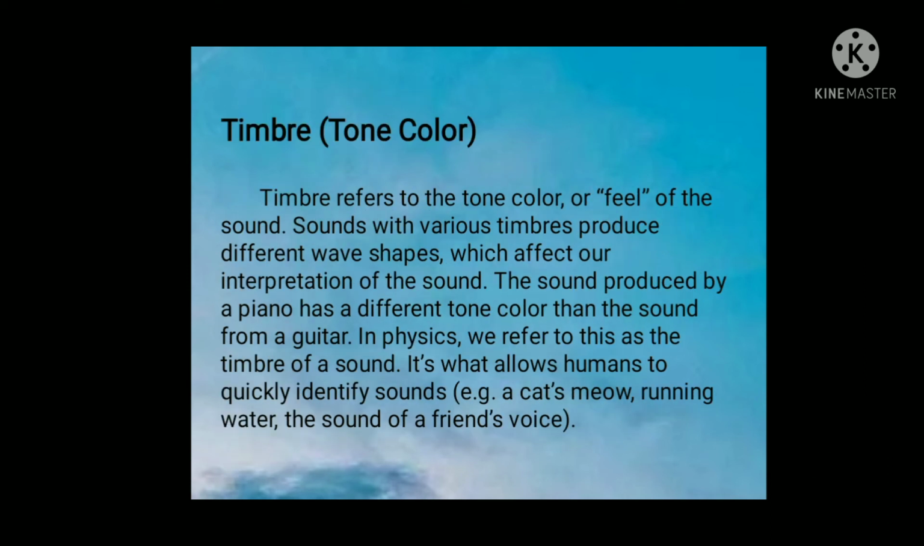Timbre or tone color. Timbre refers to the tone, color, or feel of the sound. Sounds with various timbres produce different wave shapes, which affect our interpretation of the sound. The sound produced by a piano has a different tone color than the sound from a guitar. In physics, we refer to this as the timbre of a sound. It's what allows humans to quickly identify sounds, for example, a cat's meow, running water, the sound of a friend's voice.